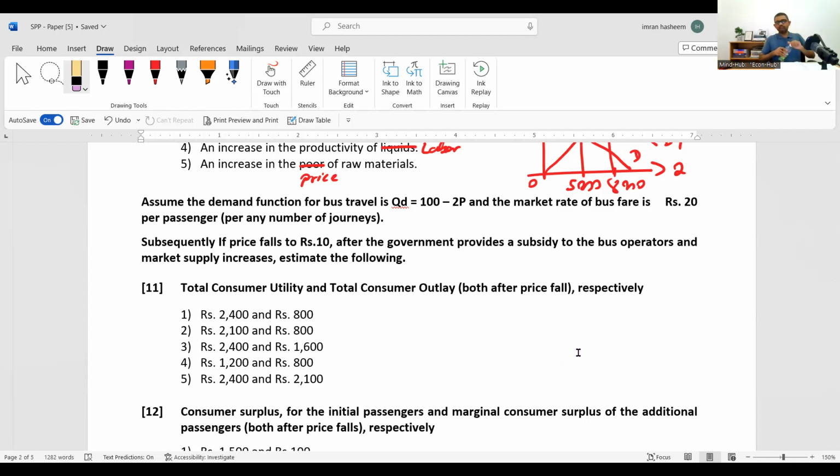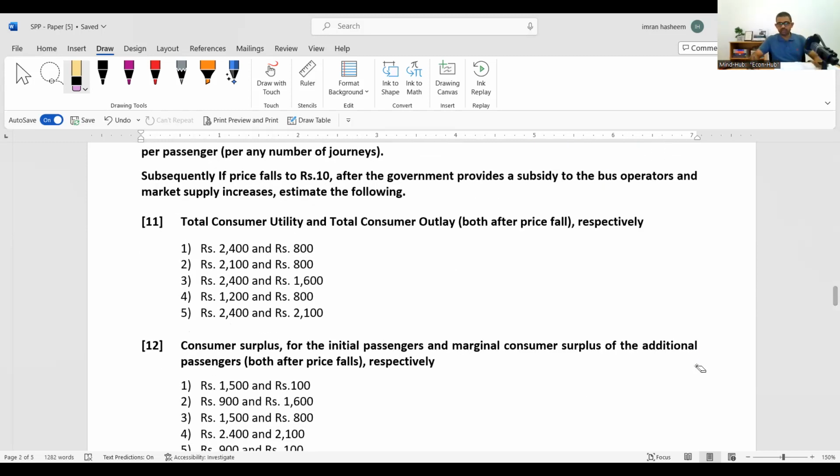Estimate the following: total consumer utility and total consumer outlay, both after the price fall, respectively in that order. TCU and TCO in that order. Now, I think an easy way to do these estimations accurately would be to have a diagram. So we'll have a basic demand curve diagram and get this done.